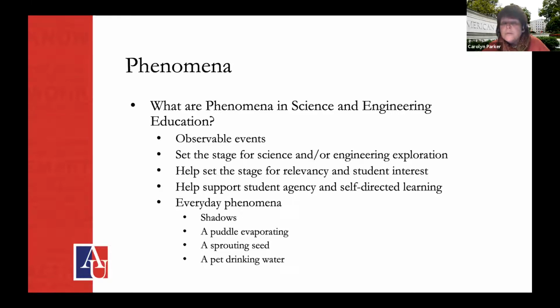It helps develop a sense of relevancy for science for students. Science is easily accessible, it's all around us. It helps develop some student interest. And it helps support what's called student agency, that intrinsic learning, that, hey, a student wants to go out and learn about the phases of the moon. And that learning can be very, very self-directed. Everyday phenomena are around us.